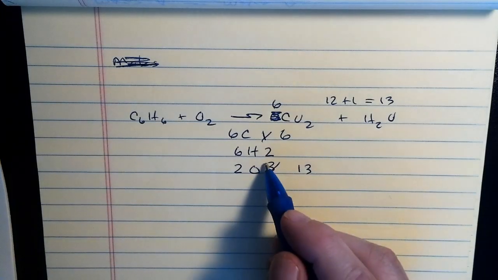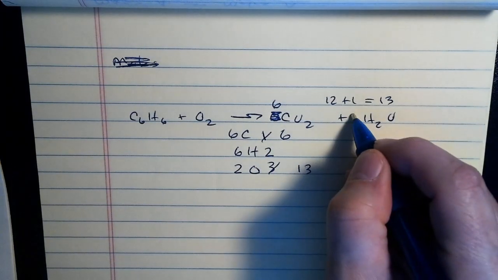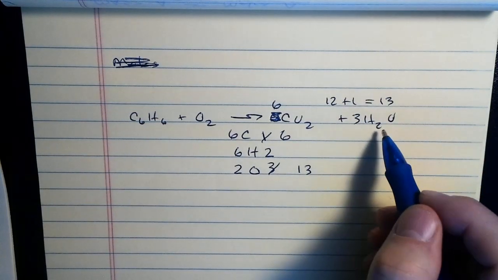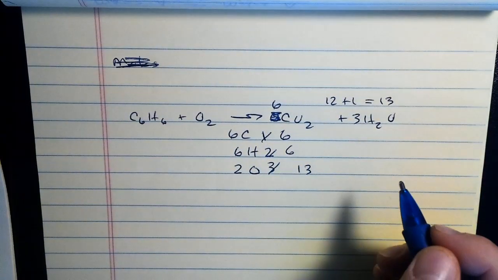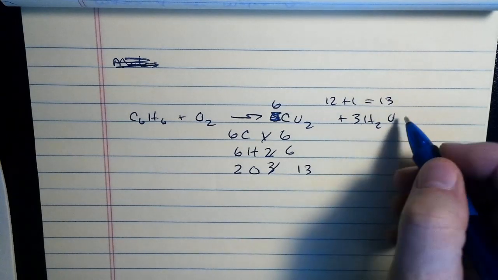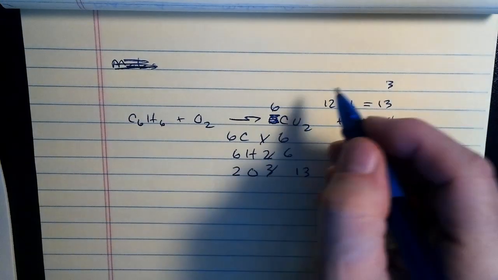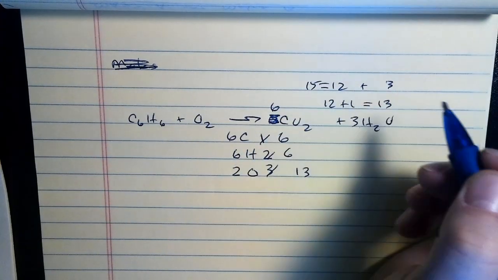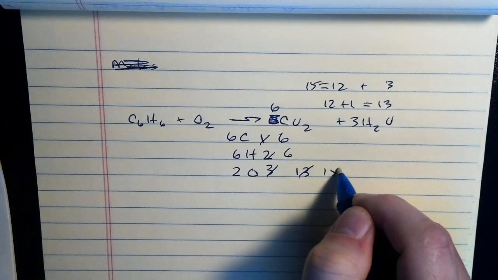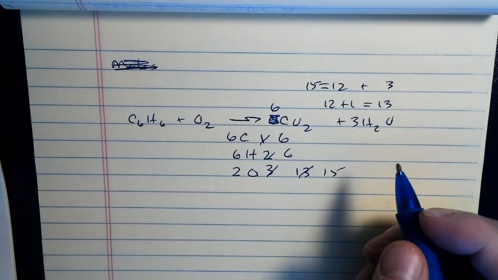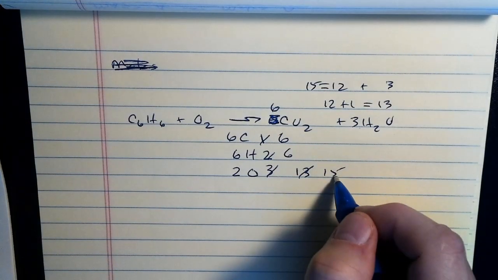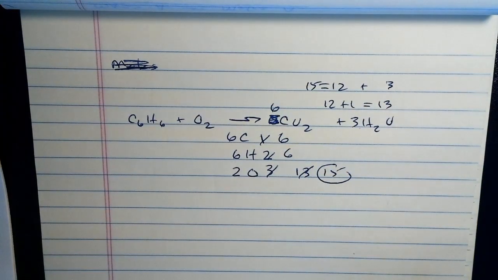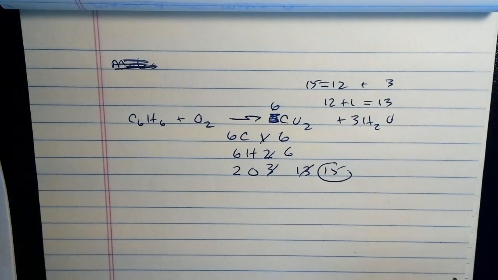We can balance hydrogen, so we can put a 3 as a coefficient in front of H2O and remultiply. 3 times 2 is going to be 6, so that's good. And 3 times 1 is 3, plus the 12 over here is equal to 15. So now we have 15 oxygens. Now we have an odd number here, and everything else is even. So when you have that, you're going to double everything.